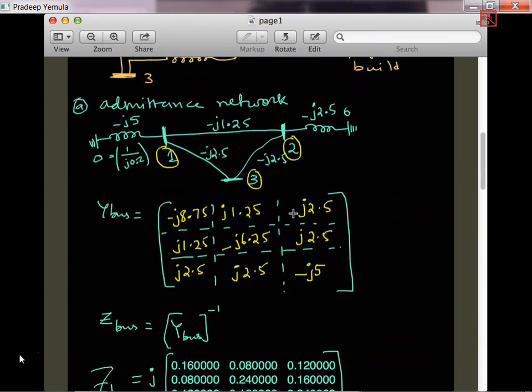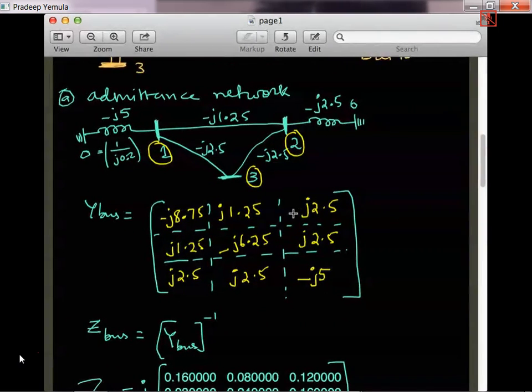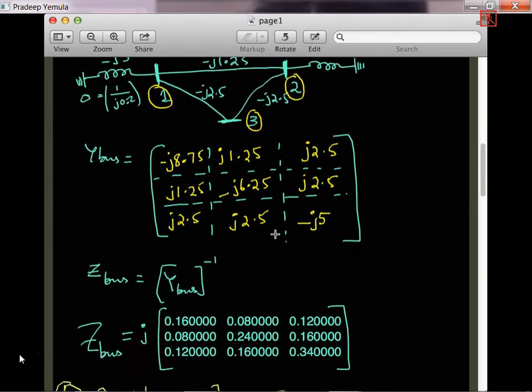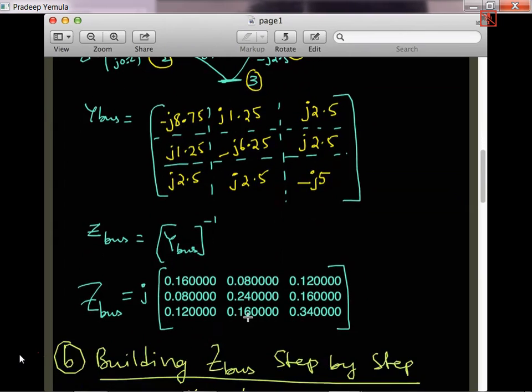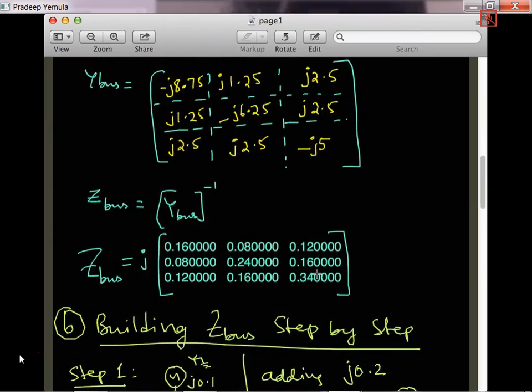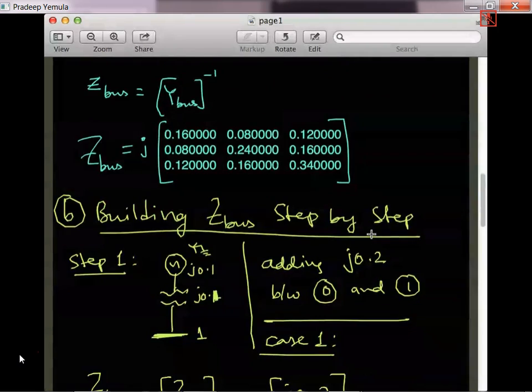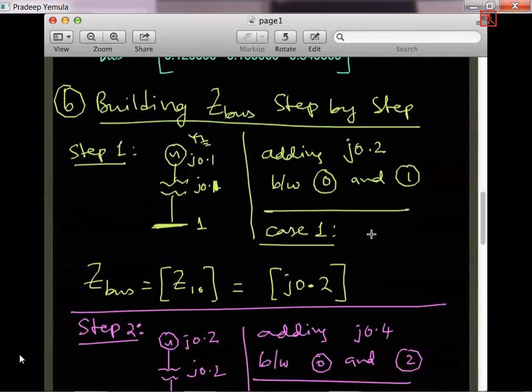From that admittance network, we are able to create the Y bus. And once we have the Y bus, I simply invert the Y bus and then we calculate the Z bus. This is a very straightforward method. But here the problem is that inversion of the matrix is involved, and that is computationally a big problem. So the next method, building Z bus step by step, we had seen.